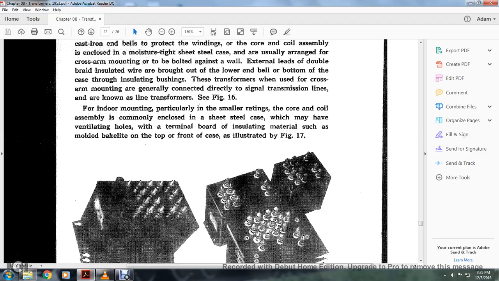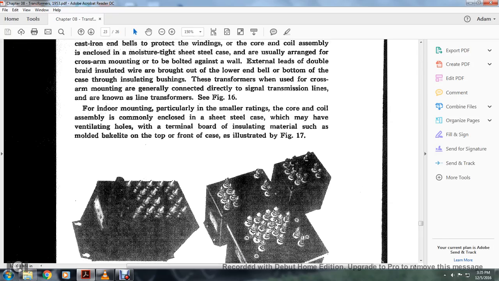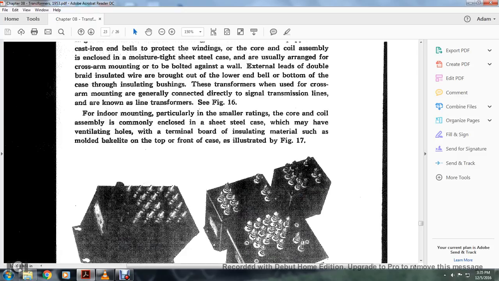This is figure 10, the dry type self-cooled transformer with the cross arm mounting. The cast iron bells are to protect the winding of the core, and the coil assembly is enclosed with a moisture-proof shield case, usually arranged with the cross arm mounting bolted against the wall. External leads of double-braided insulated wire are brought out of the lower end of the bell bottom of the case through the insulating bushing. The transformer, when used with the cross arm mounting, is generally connected directly to the single transmission lines and is known as a line transformer.